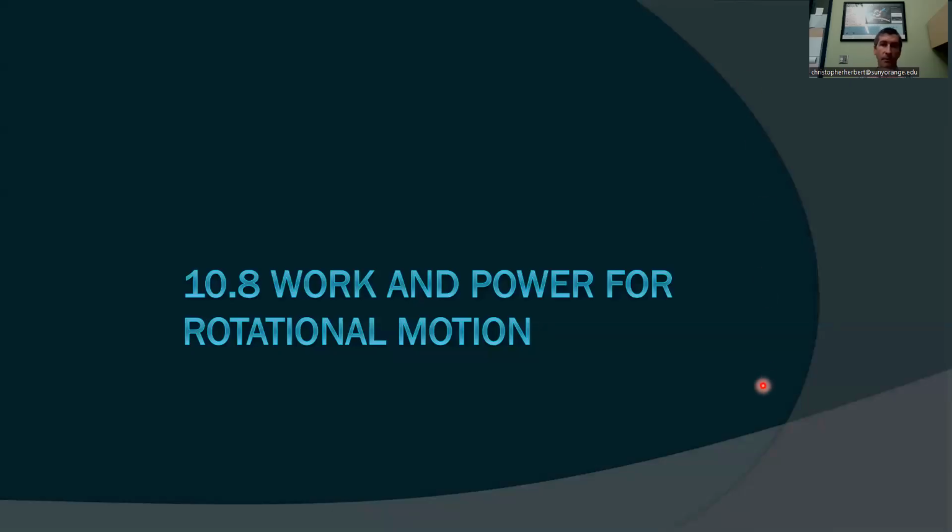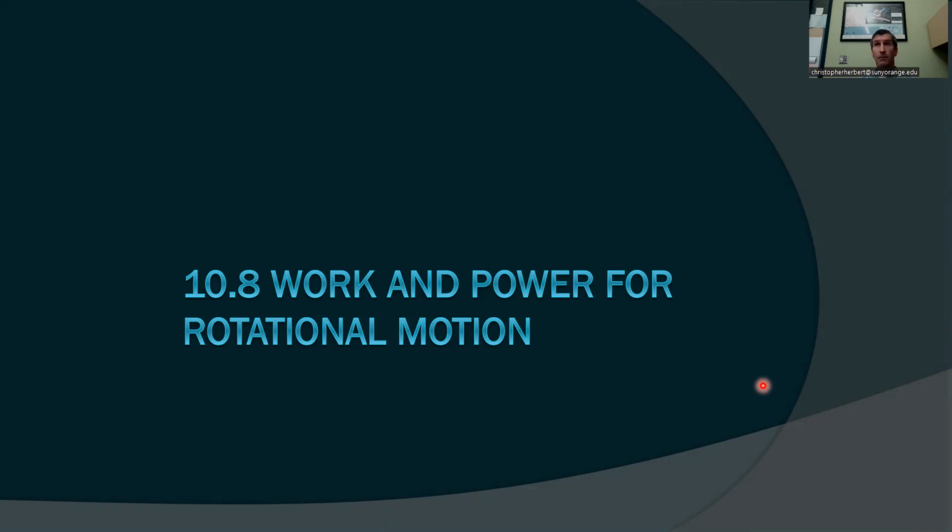We calculated work and power for translational systems. Work was equal to the integral of F dot dr, and power, if we have a constant force, was force times velocity, or the work done divided by the time. What about rotational motion?